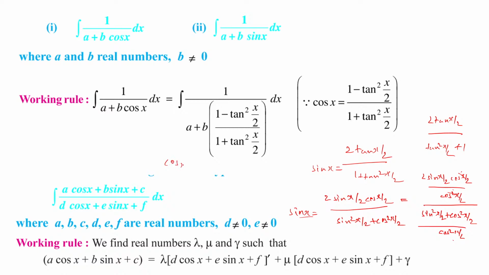So similarly, cos x. Cos 2 theta is cos square theta minus sin square theta. So cos square x by 2 minus sin square x by 2. Agree?